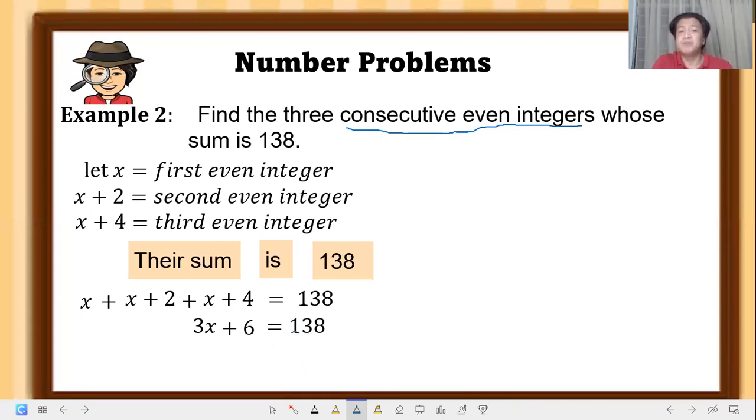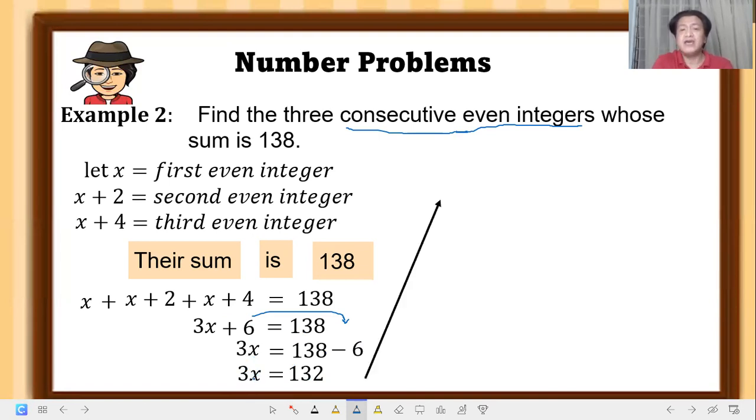Therefore you can now transpose. Pag nilipat natin si positive 6 sa kabila or right side, that will become minus. Kaya nga siya 138 minus 6 and bring down mo yung 3x. What is 138 minus 6? That is equal to, copy mo muna yung 3x, 132. Therefore, from here, you can now divide both sides of the equation by 3 para makancel natin si 3 para matira si x. So we can have this, divide by 3, then cancel natin yung 3, x is equal to 132 divided by 3 is equal to 44.